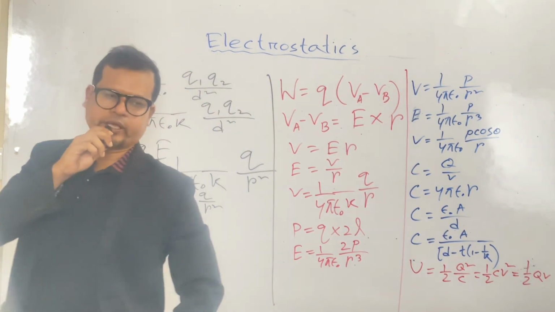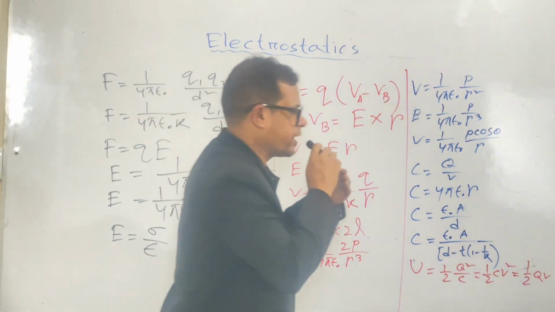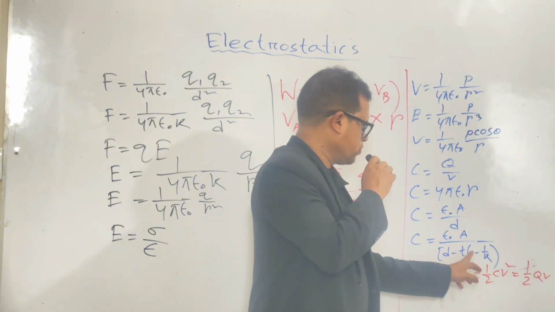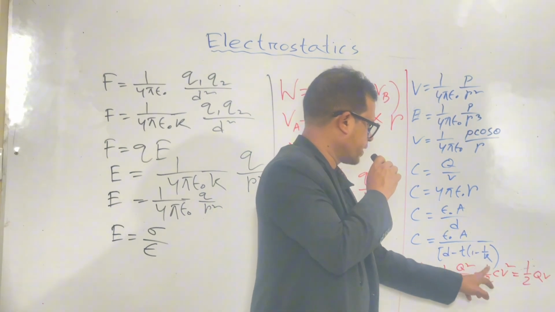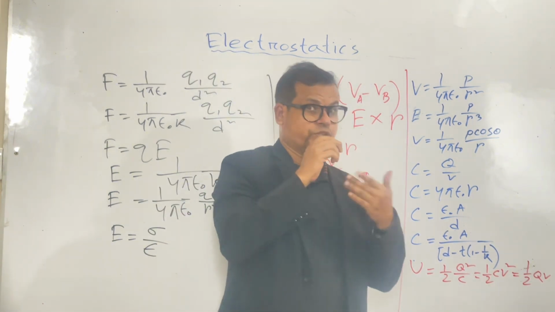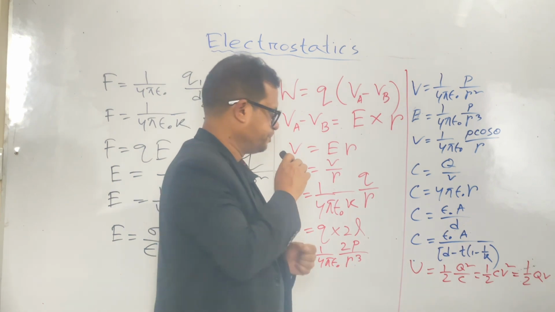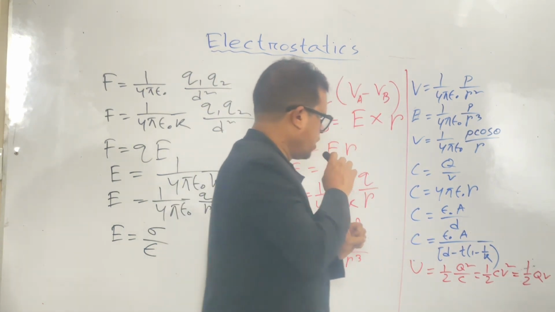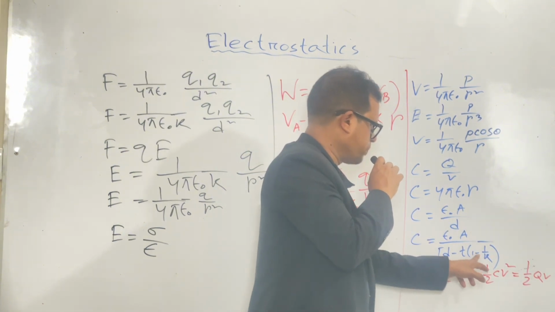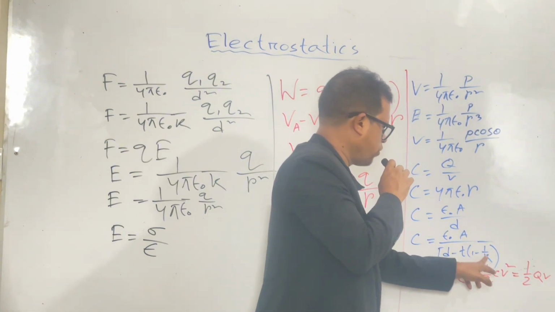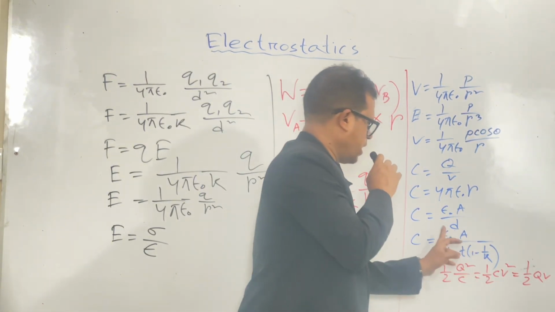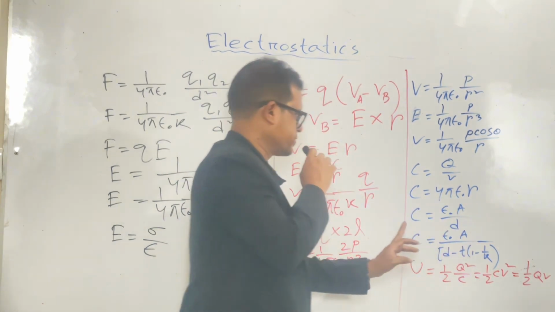Again I say, C equal to epsilon A over D minus T, bracket 1 minus 1 by K. This is the distance D, and this is T, the thickness of the slab, and K depends on the medium. T times bracket 1 minus 1 over K, and D, and in the denominator epsilon A.